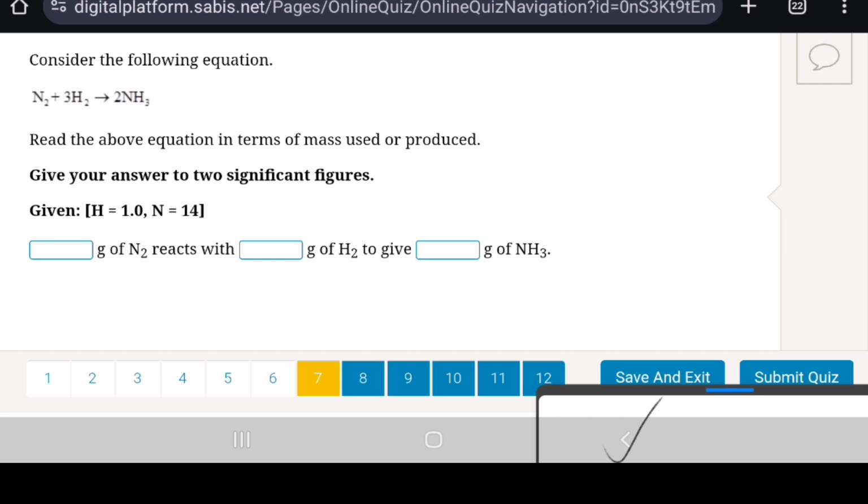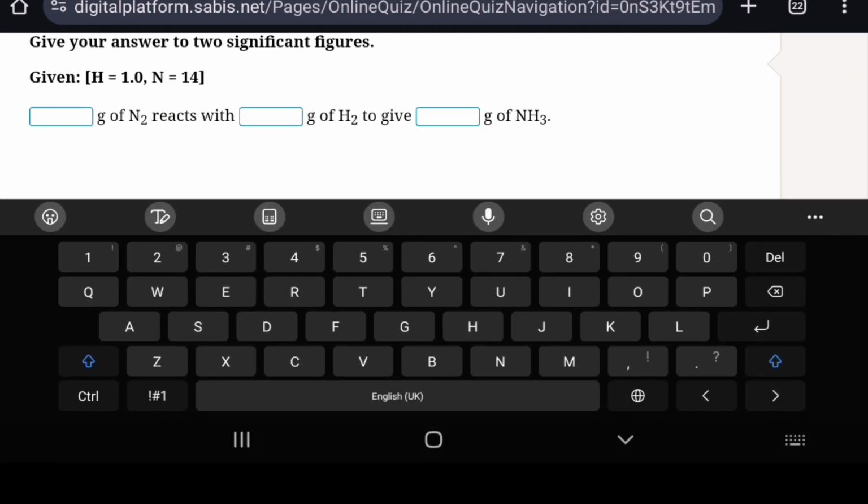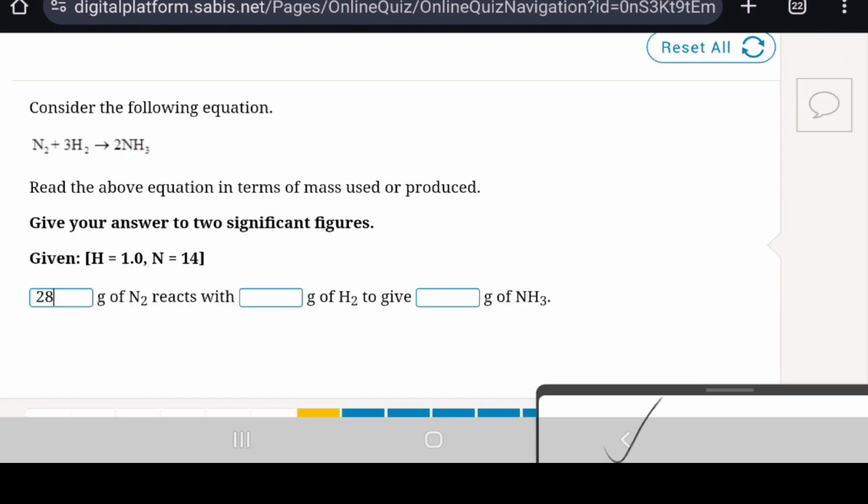Now for this one, we have the balanced equations and we have the moles. The moles for nitrogen is 1 in this case. And the molar mass for N2 is 28. So we do 1 times 28, which is 28 grams of nitrogen gas reacts with 3 times 2 because H2, and for each hydrogen it's 1, so it's 6 grams, to give, not 20 grams, to give us 34 grams.